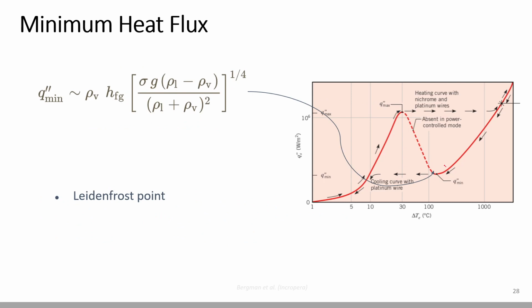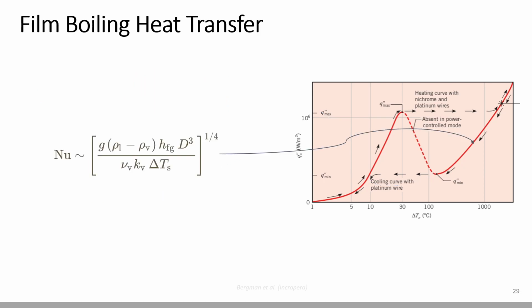Then we have this minimum heat flux at the Leidenfrost point. It is given by this equation. Again, it is dependent on the density of the fluid as well as the density of the vapor and the surface tension. So for each of these modes, for film boiling also, we have this correlation. So yes, that was all for the theory that was covered in the previous week.